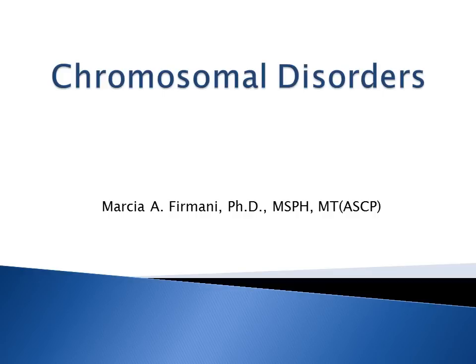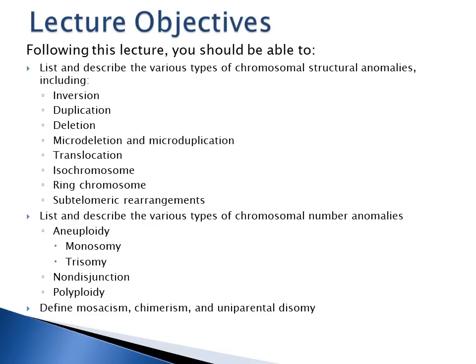In this lecture, we're going to review the chromosomal abnormalities that can occur and also the diseases that result from these disorders. Following this lecture, you should be able to list and describe the various types of chromosomal structural anomalies, as well as the chromosomal number anomalies.